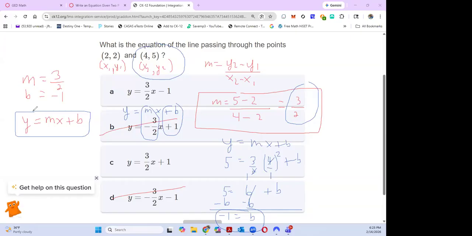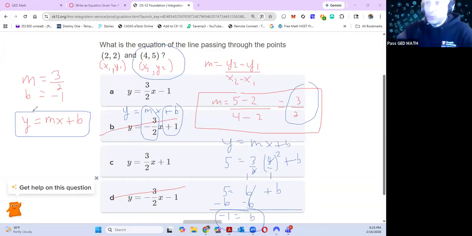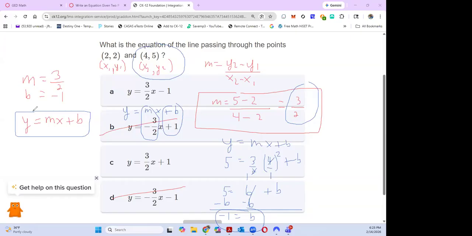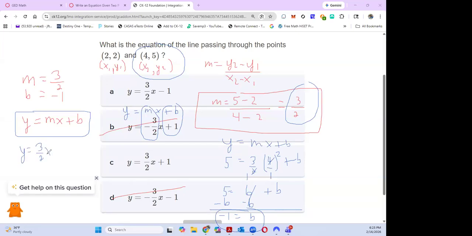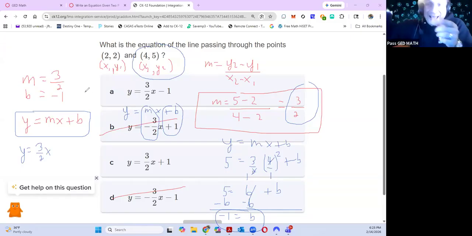We found out what the slope is. What's the slope? 3/2, 3 over 2. So instead of saying mx, I'm going to say y equals 3 halves x, because my slope is 3 halves. I'm replacing the m, since I now know the slope is 3 halves.